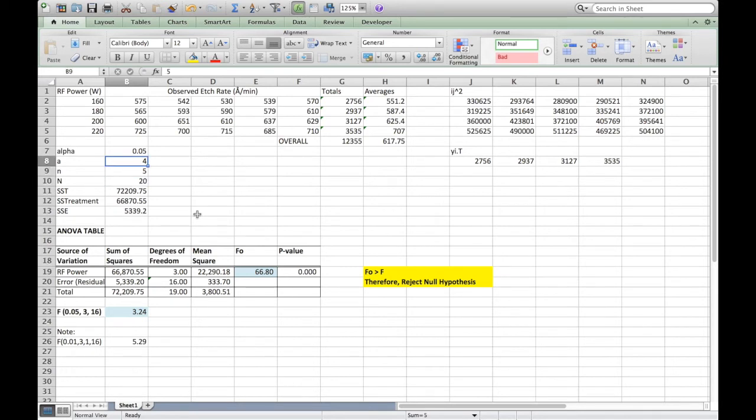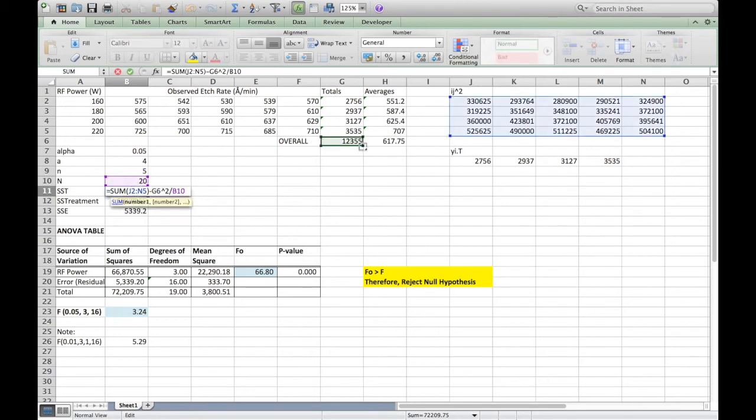And so that makes for 20 total observations. Now to compute your SST, the sum of squares total, this is basically the sum of the squares of each observation minus the square of the sum of all observations, that's G6, divided by your total number of observations.